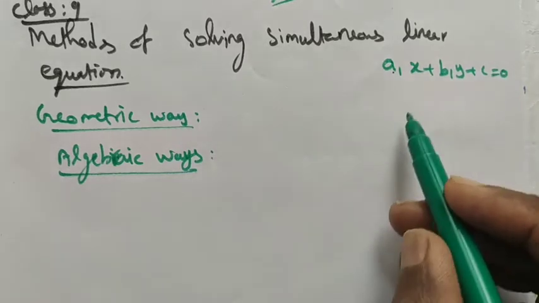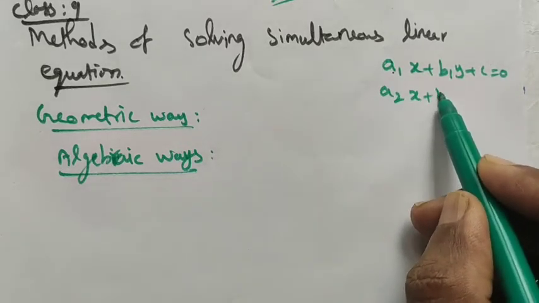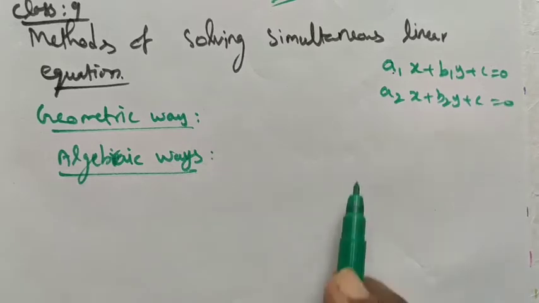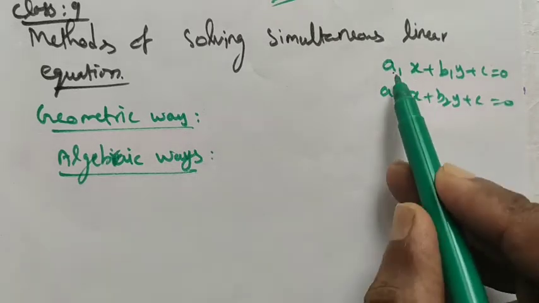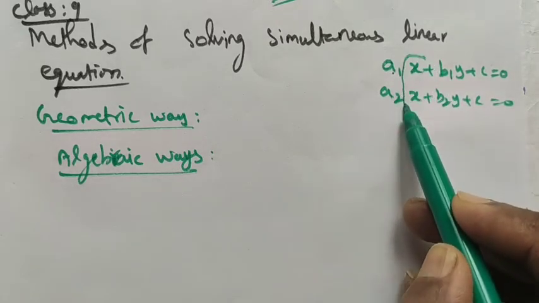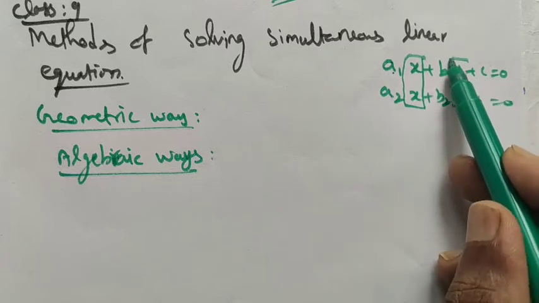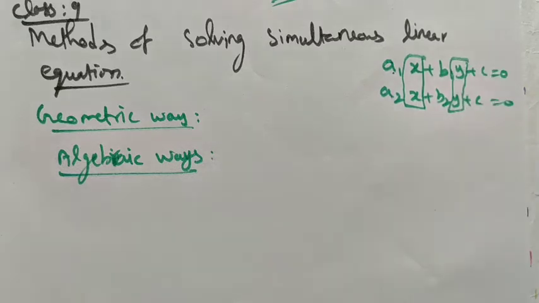This is the first equation, and then plus b2y plus c equal to 0. See here, the coefficients may differ in two or more equations but the variables are the same. The variables are x and y. If two or more equations are given like this, how do we solve these simultaneous linear equations?